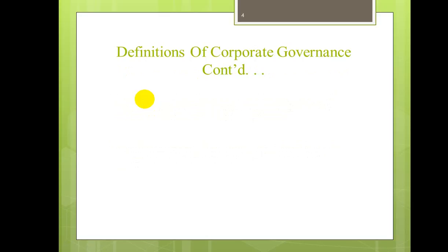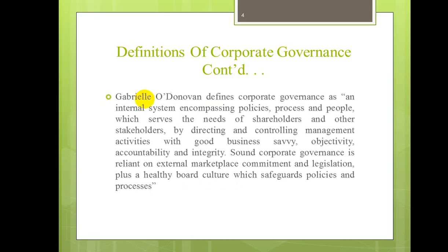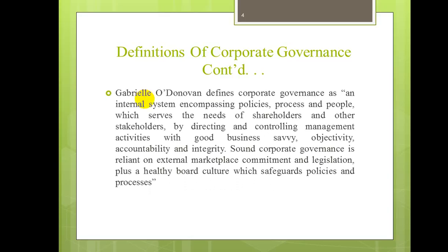Now, not only this definition, we have further definitions, as defined by foreign authors. Gabriel Devinian defines corporate governance as an internal system encompassing policies, processes, and people which serve the needs of shareholders and other stakeholders by directing and controlling management activities. Look, there are the words directing and controlling.